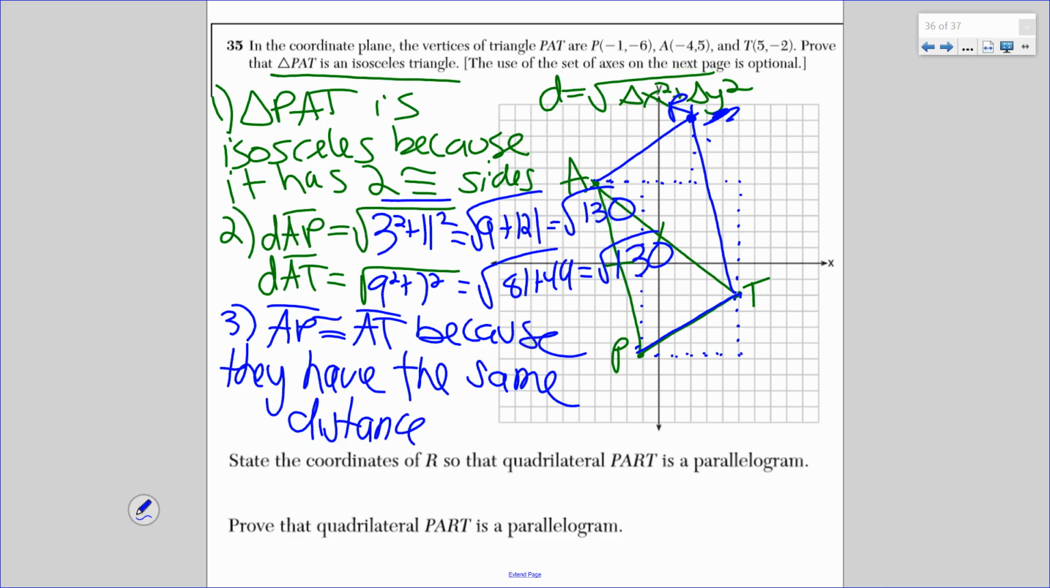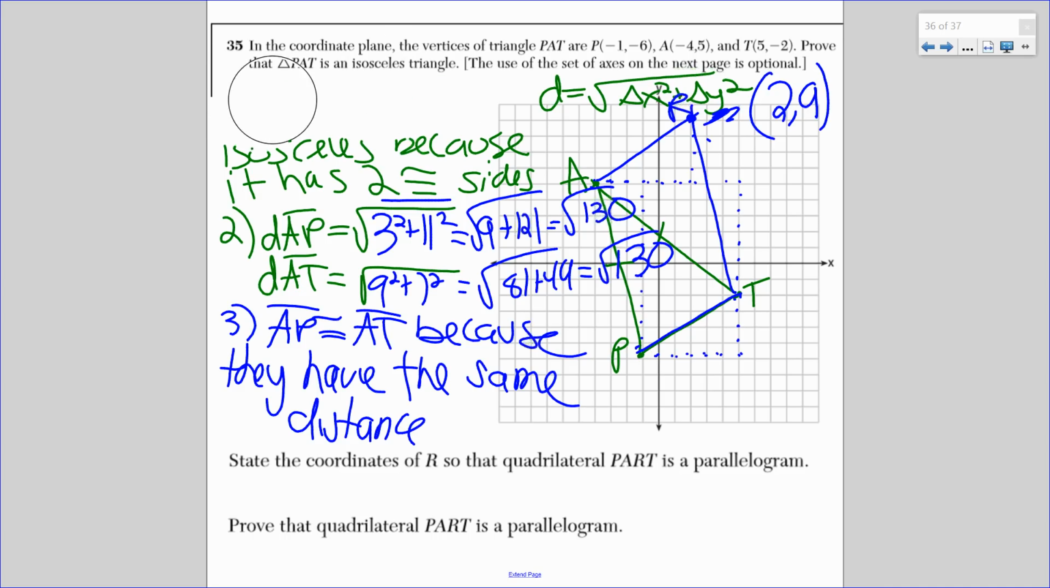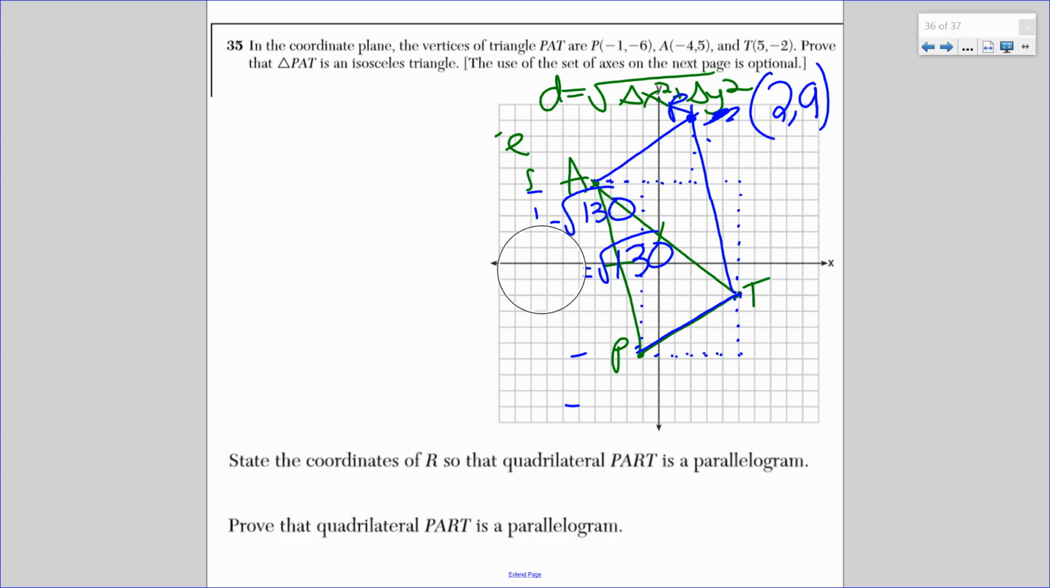There's my parallelogram. Now, they want me to prove that it's a parallelogram. Let me make sure I state the coordinates before I lose any points. The coordinates at that point are 2, comma, 9. Now, they want me to prove it's a parallelogram. Well, let's just erase all of this so I have some space. My beautiful triangle I drew before is gone. A was at negative 4, 1, 2, 3, 4, 5. And I'm going to start with 1.